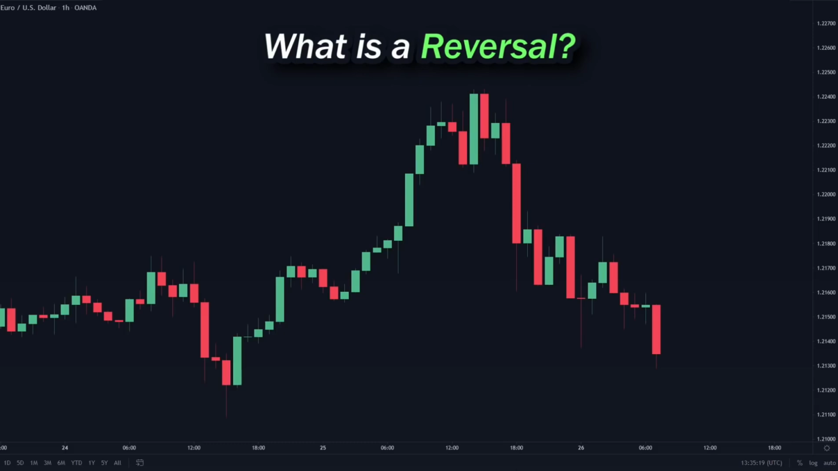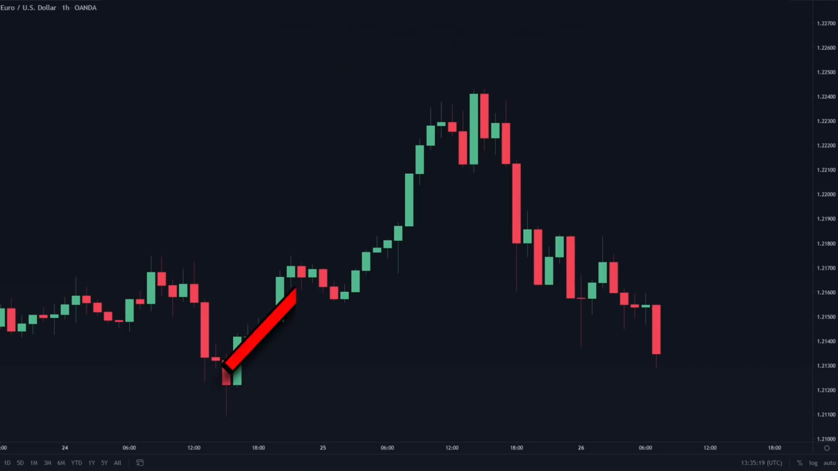What is a reversal? So a reversal simply means a change of trend direction. Like in this example, we have an uptrend that switches to a downtrend, then you got yourself a reversal. Simple.